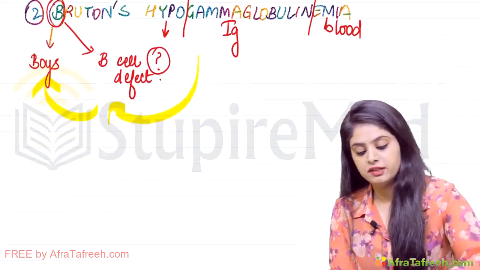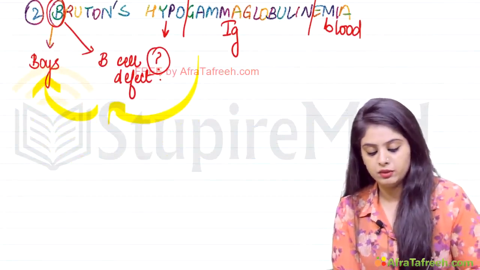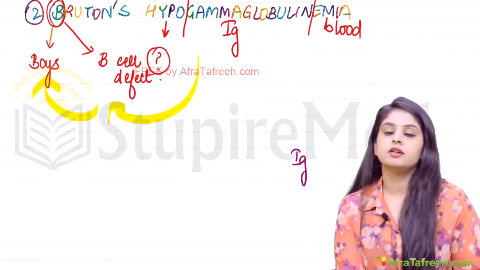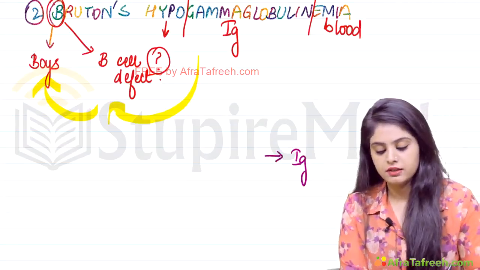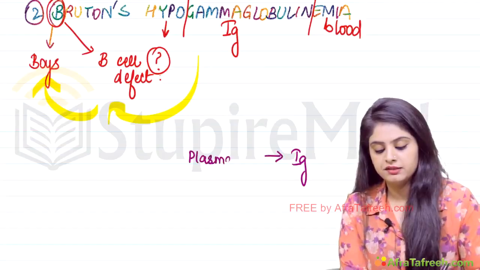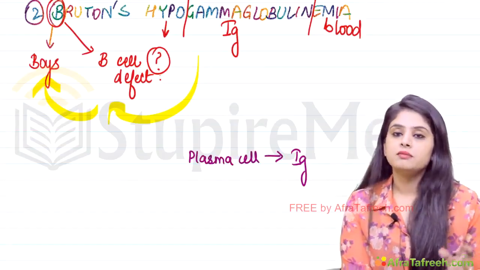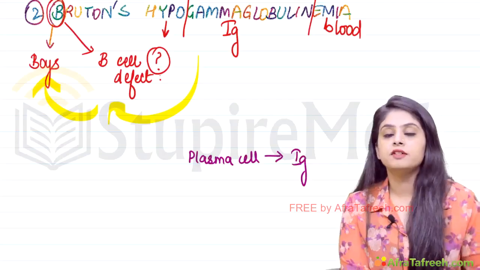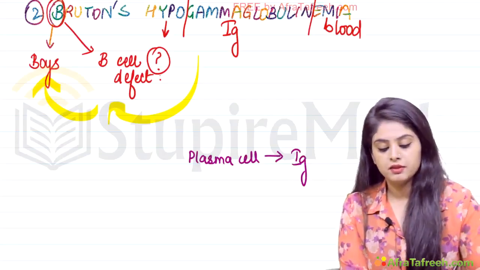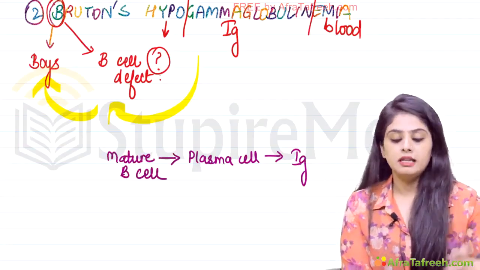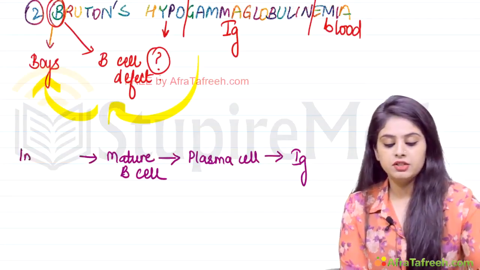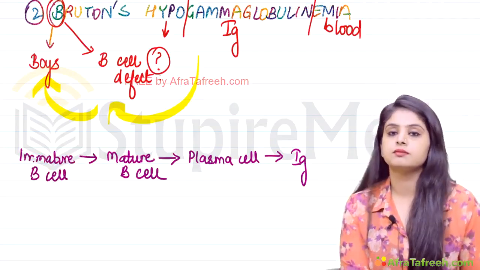So let's say that, for example, we have an immunoglobulin. Let's go in the opposite direction. From which cell does an immunoglobulin get released? Correct, it is from a plasma cell. Plasma cell is actually a further derivative from which cell? It is from a mature B cell. And before attaining maturity, every cell initially is immature, so the immature B cell becomes the precursor.